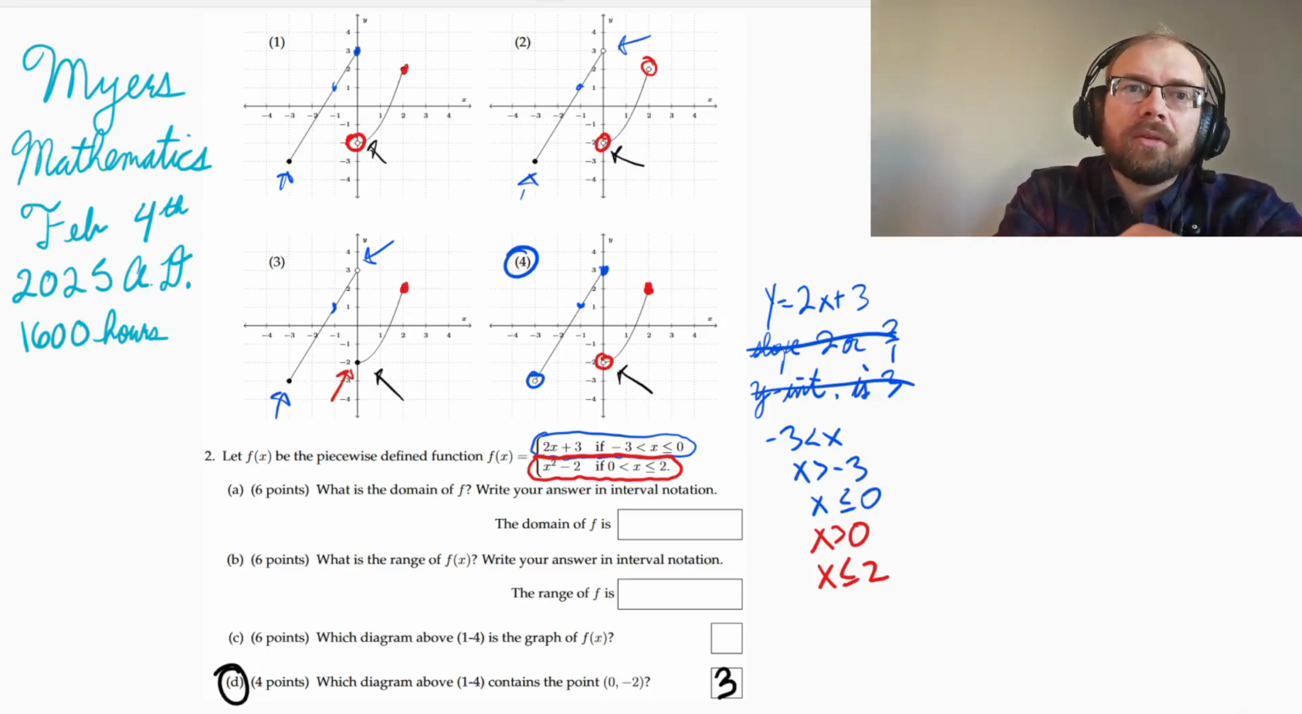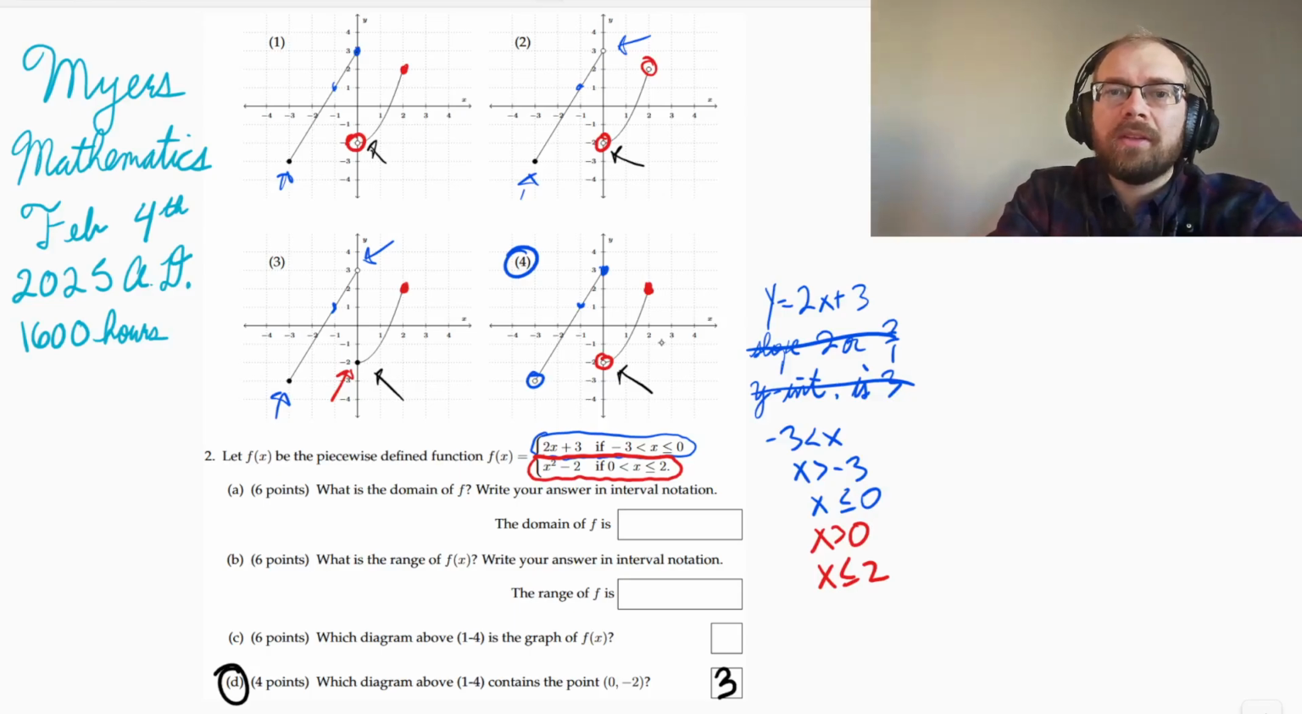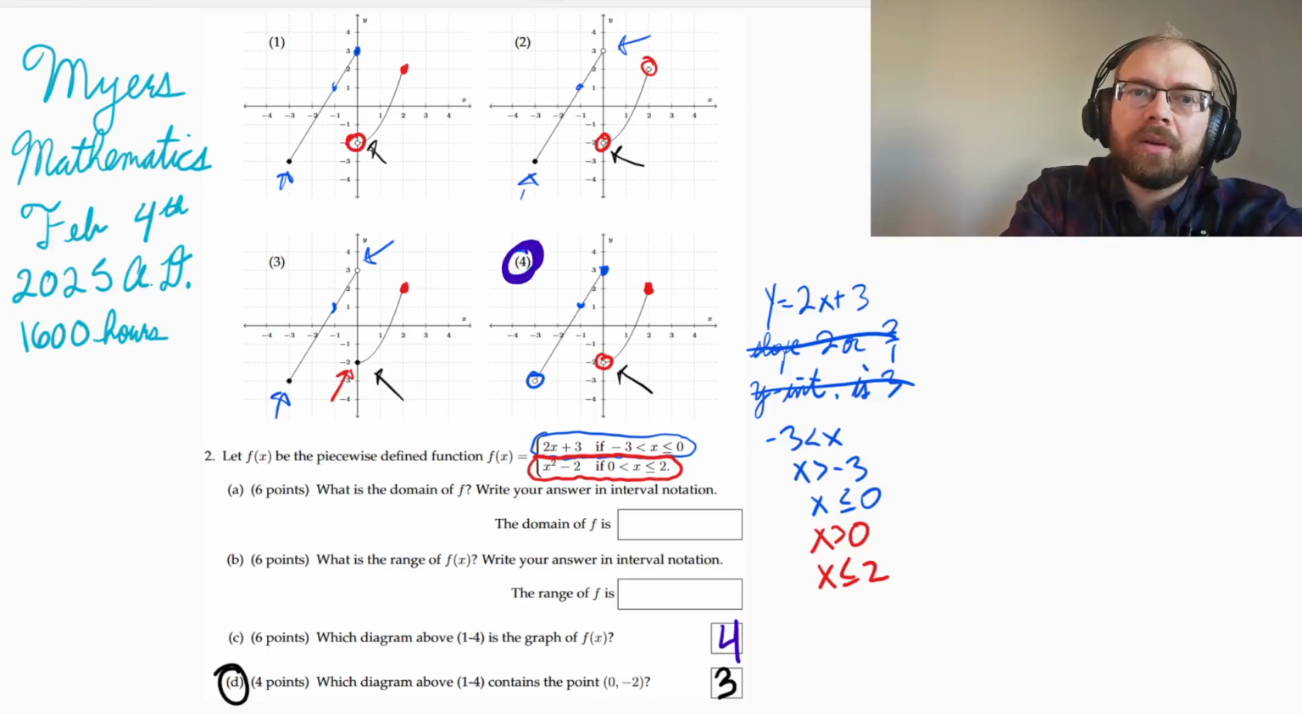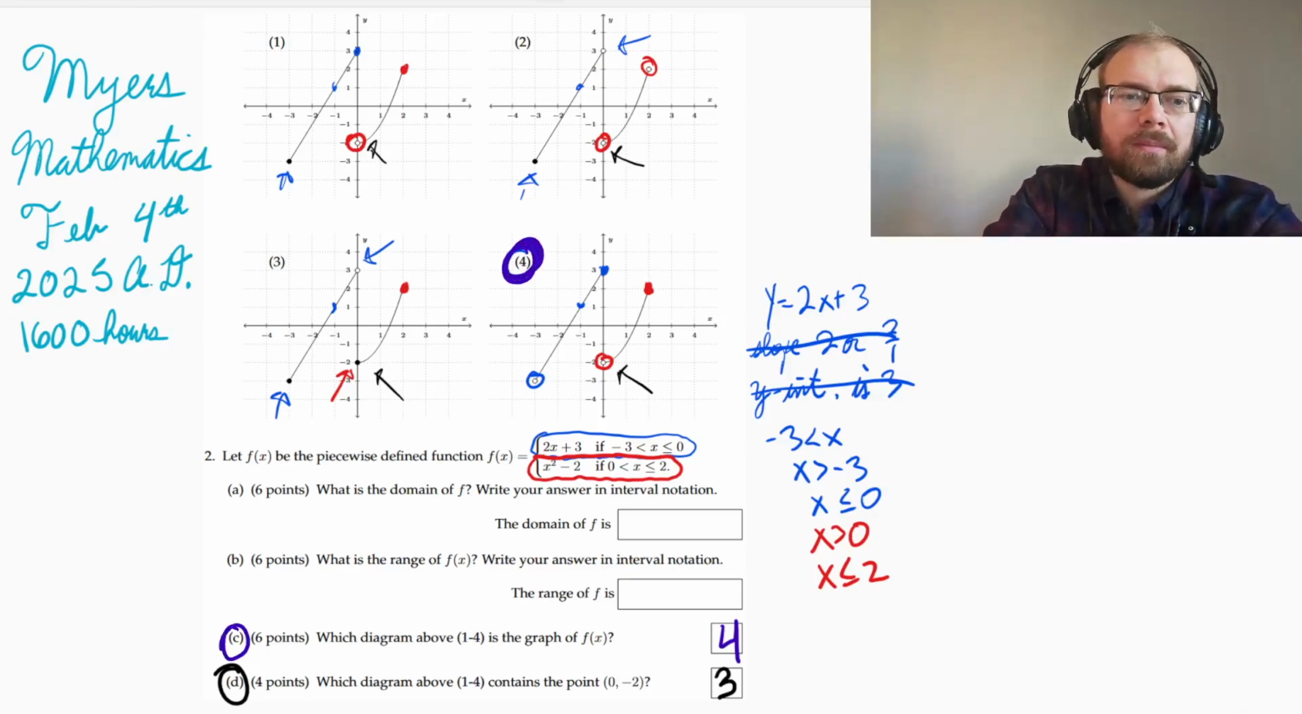The rest of them have closed circles, but again, we know this one is the only one that checks all the boxes. So it's got to be graph number 4, and we'll say graph number 4. We'll circle that in purple there. Try to differentiate the answers.